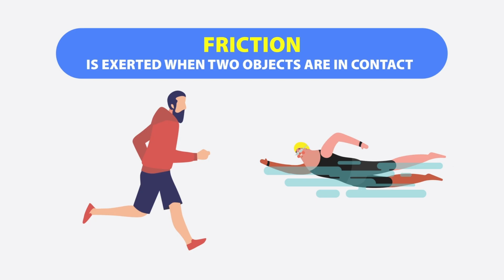Because of friction, you are able to walk. You try walking on a slippery road, you will feel the need for friction. Swimming, when you swim against water, you need to overcome the resistance due to water. That is also an example of friction.